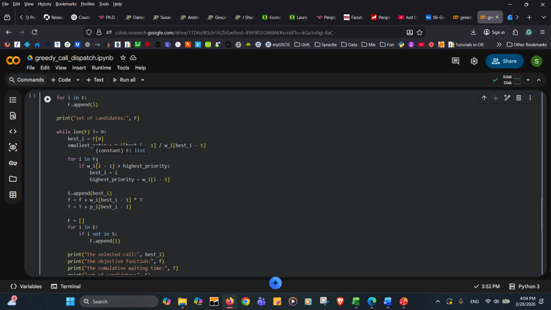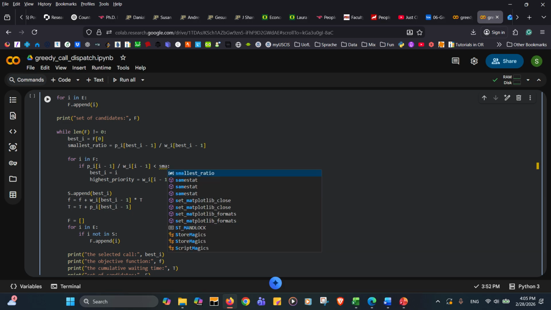And then we are looking for the items. If they have ratio smaller than this smallest, so we need to update the best I and the best ratio. So if for any item in F, the PI of that item I minus 1 divided by WI minus 1, which is the ratio of that item, is less than, instead of the highest priority, we have the smallest ratio.